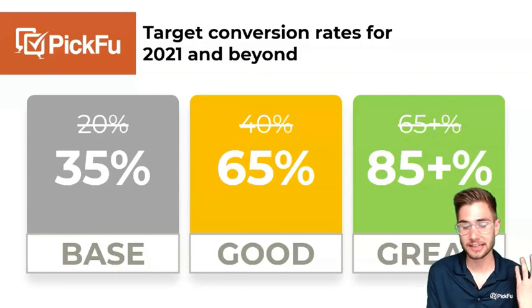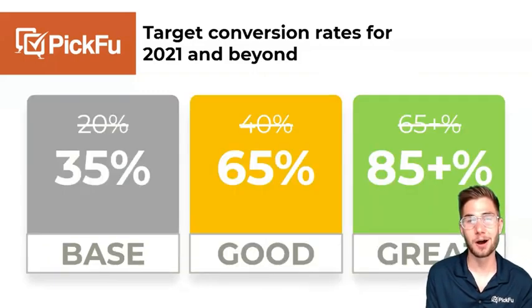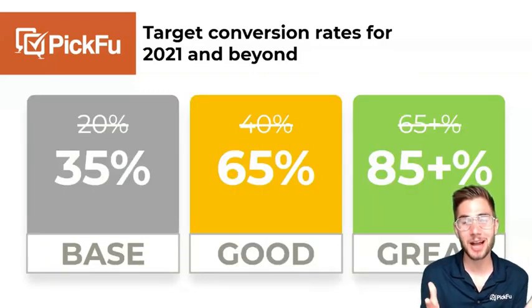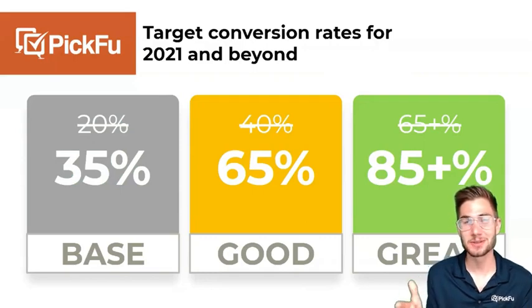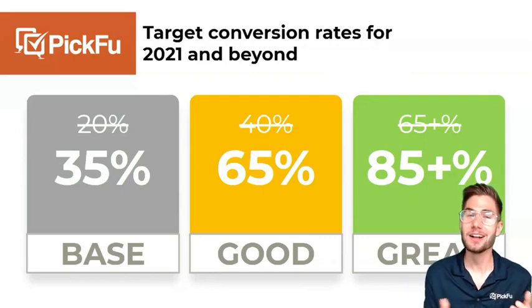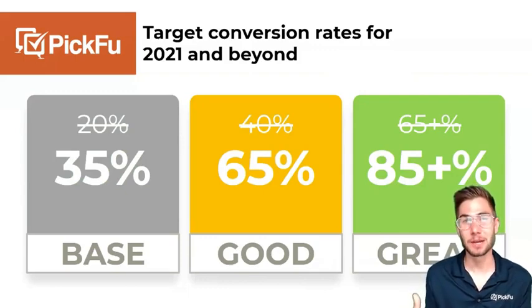Now, if you're sitting there and you're like, this is just nuts, this is not possible, just try to remind yourself that the average conversion rate for an Amazon Prime shopper is 74%. So a real target conversion rate of 65% is not so crazy if you think about it.